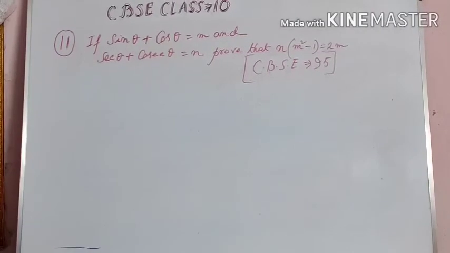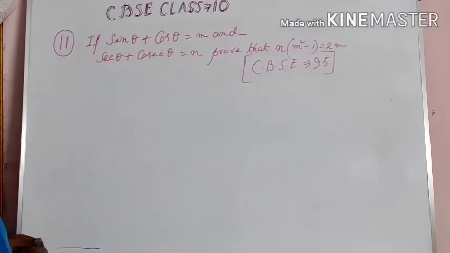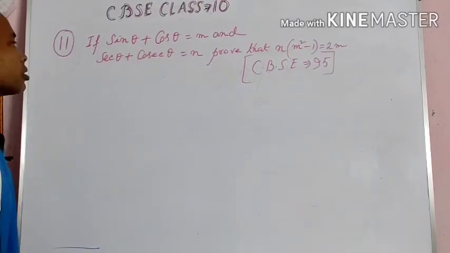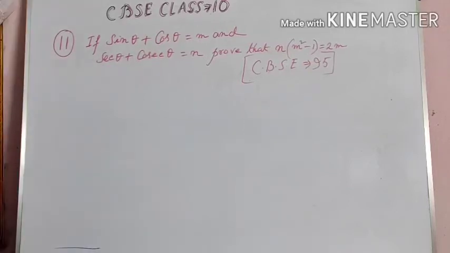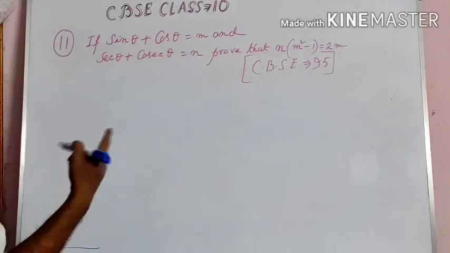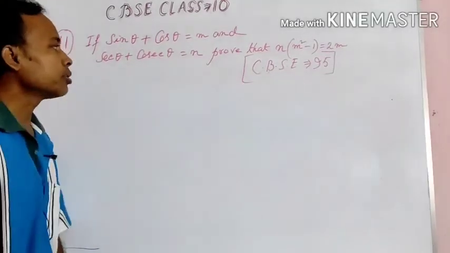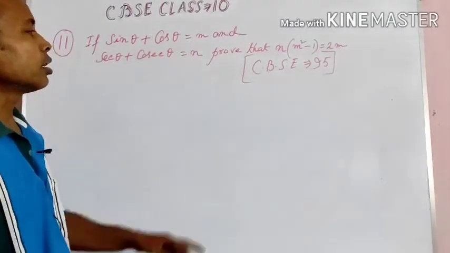CBSE class 10 question number 11. If sin theta plus cos theta is equal to m and sec theta plus cosec theta is equal to n, prove that n into (m square minus 1) is equal to twice m. This question has come from CBSE in the year 1995. That is a very important question.